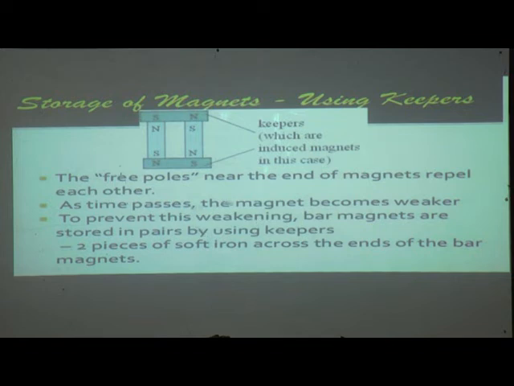So to prevent this weakening, bar magnets are stored in pairs. So for this purpose we should store these bar magnets in pairs by using keepers. So these are keepers. Keepers are nothing but the induced magnets which we can get by the soft iron bar and by the permanent magnets. So two pieces of soft iron across the ends of the bar magnets.